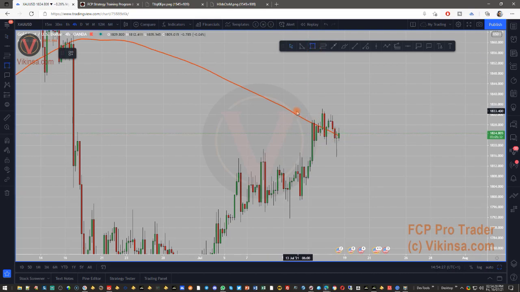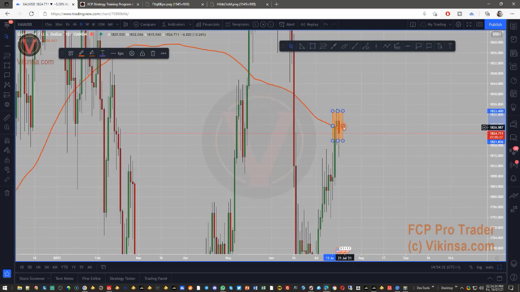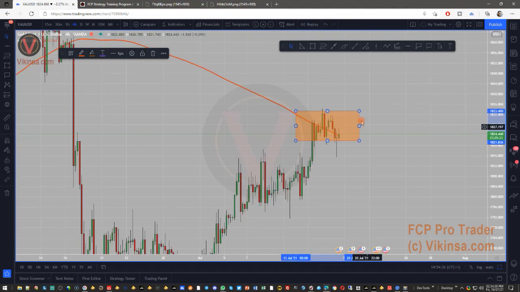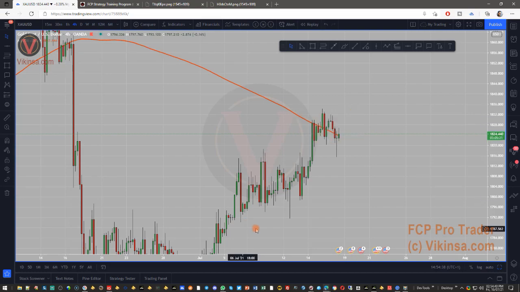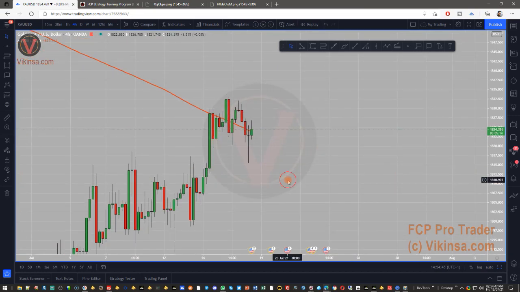This entire area is basically the 200 moving average rejection area, because if I go to the daily time frame, that's exactly where the 200 moving average is. On 4-hour, that's the 200 moving average. Okay, so that is how you can play the 200 moving average to find your support and resistance. However, let's look at one more thing.